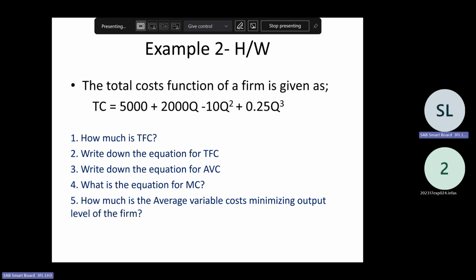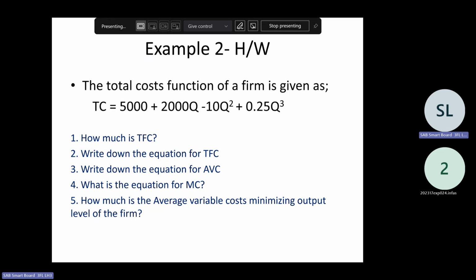Find the output level. We have given some examples, you can do it. You can just tell me what the answer is. Here, the second one.